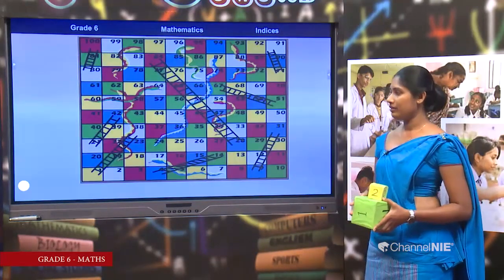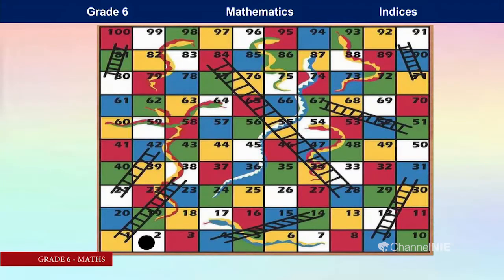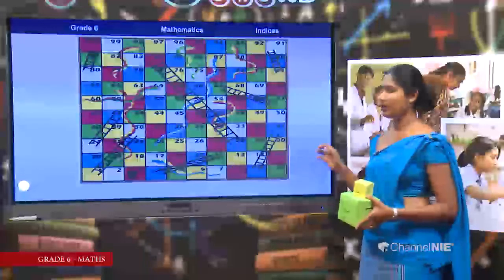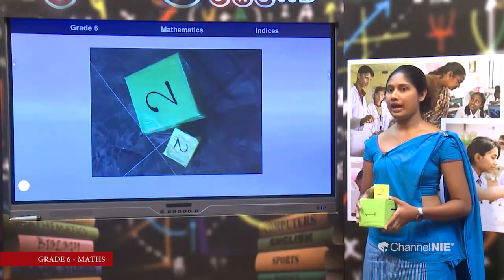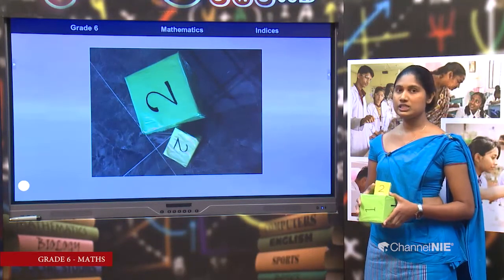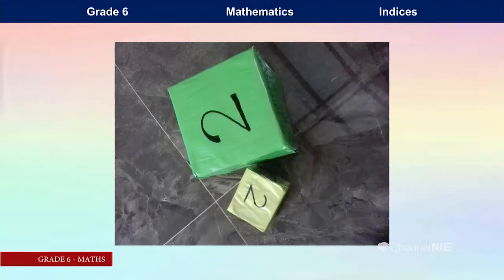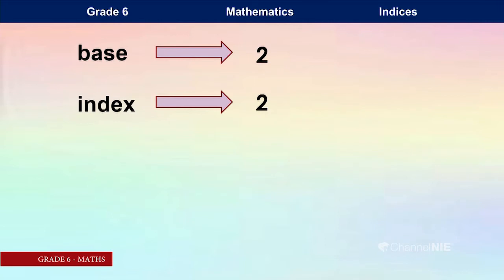Then after 1, we have 2. We have the number 2, then we have to go to another number, that is 2 plus 1 is 3. Now, I put that button on the number 3. Then again I rolled and I observe these 2 faces, that is base is 2 and index also 2. How to write it? Here base is 2 and index is 2. Using index notation, I can write it 2 to the power 2 or 2 squared.